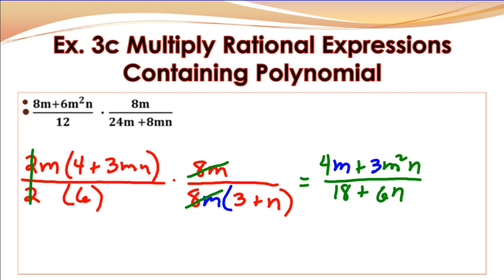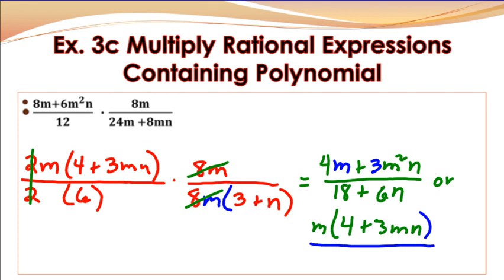If you wanted to, you could have just kept it without distributing it. So you could have just had your m on the outside here, and then just have your 4 plus 3mn all over 6 times 3 plus n. That would be okay as well, either one.